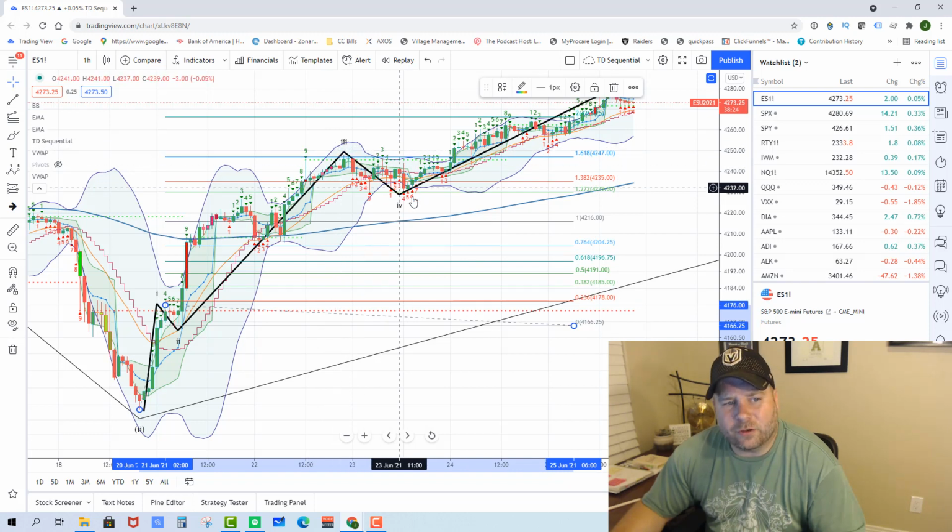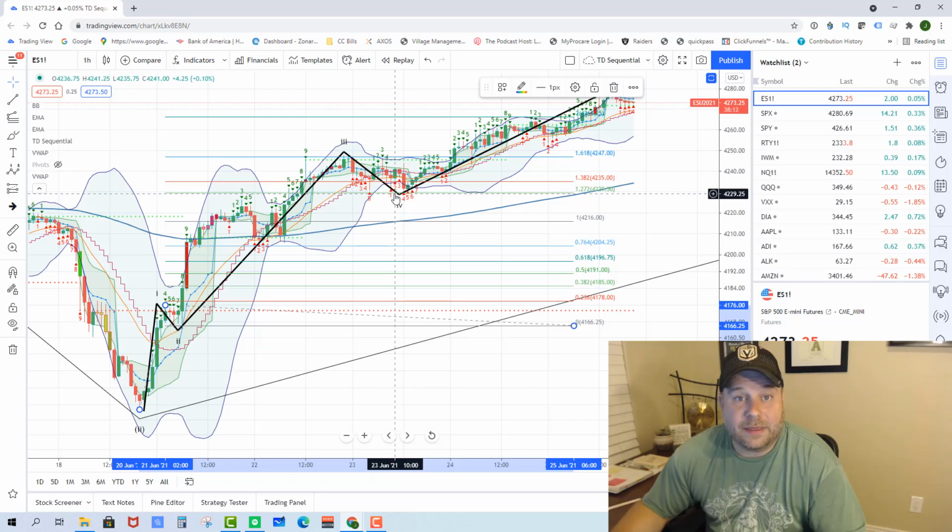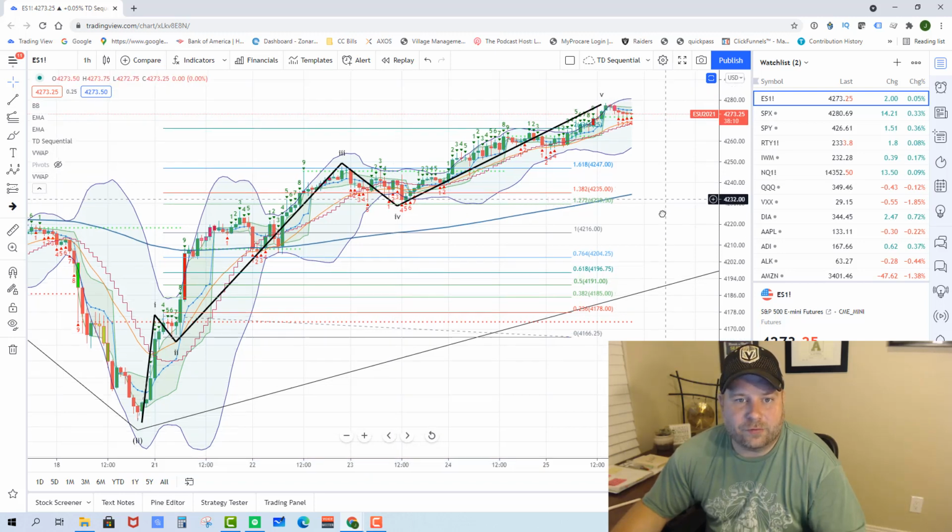Now, wave 4 was a little bit shallow. Down here to the 272, we would expect this to be a little deeper. And then wave 5s are calculated in a few different ways.